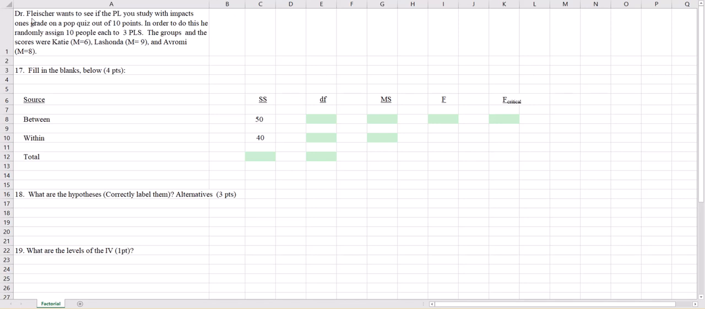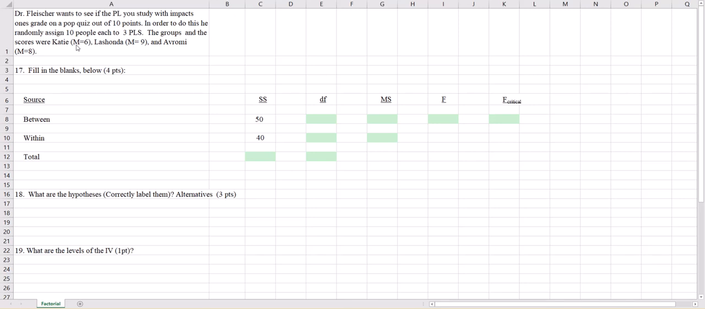So we're going to start with the question. Dr. Fleischer wants to see if the PL you study with impacts one's grade on a pop quiz out of 10 points. In order to do this, he randomly assigns 10 people each to 3 PLs. The groups and the scores were Katie had an average of 6, Lashonda had an average of 9, and Avrami had an average of 8.